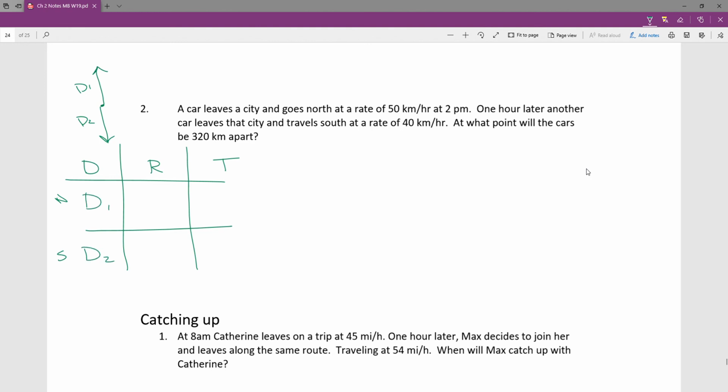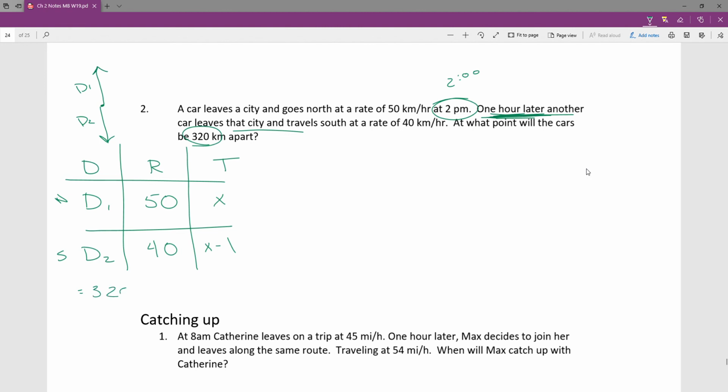So it's 50 kilometers an hour at 2 o'clock. And again, that's an o'clock, right? It doesn't go in the chart. Again, this T is a time interval. It does say then that an hour later, another car leaves that city and travels south at 40 kilometers an hour. So this one has x hours to travel. Again, this hour later means that this one's going to have 1 hour less to travel. And again, it says at what point will the cars be 320 kilometers apart?